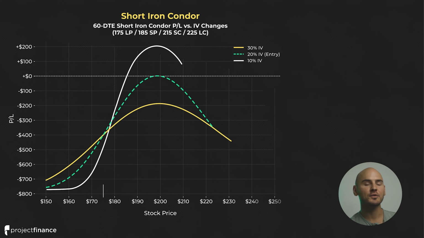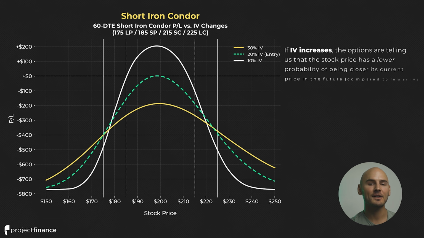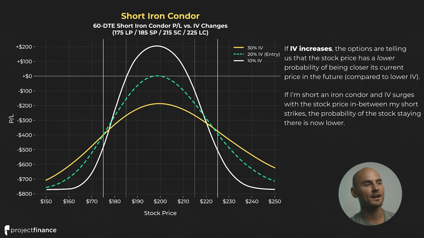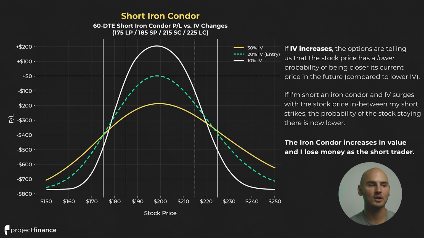For example, if we go to the short iron condor graph, if implied volatility increases, once again, that means the options are telling us that the stock price has a lower probability of being close to its price in the future compared to when implied volatility was lower. So if I'm short an iron condor and IV surges with the stock price in between my short strikes, then the probability of the stock price staying between the short strikes is now lower. And that means the probability of this short iron condor position achieving the maximum profit potential is lower. And therefore the iron condor position will increase in price and I will lose money as the short trader.